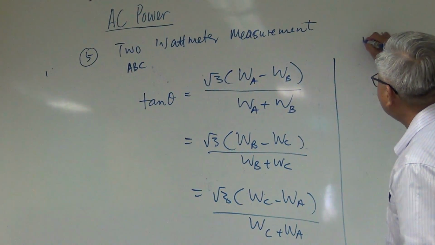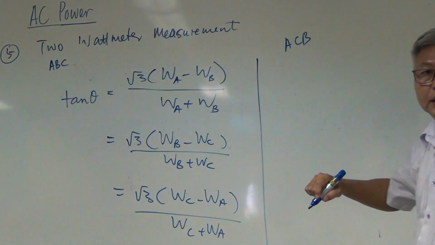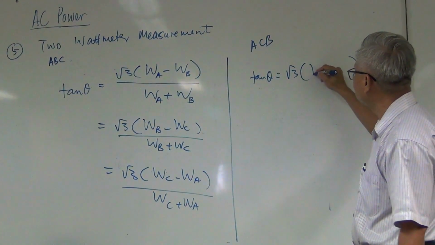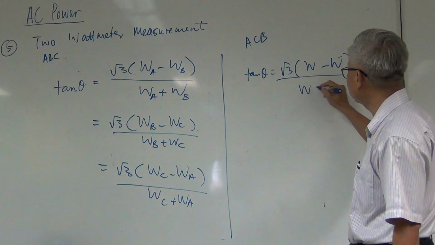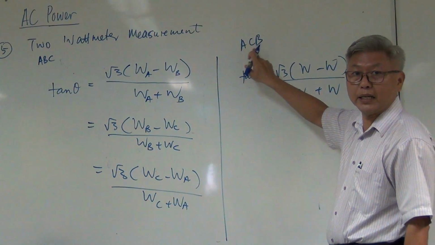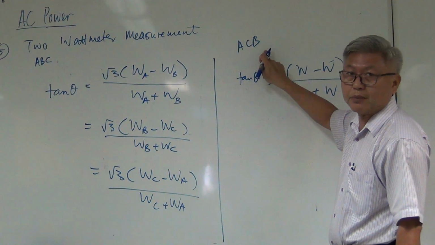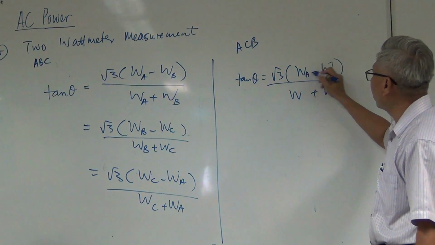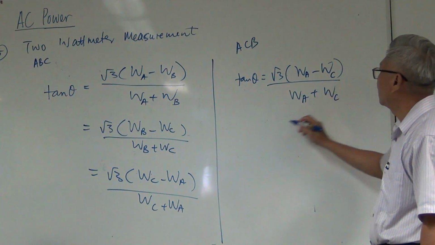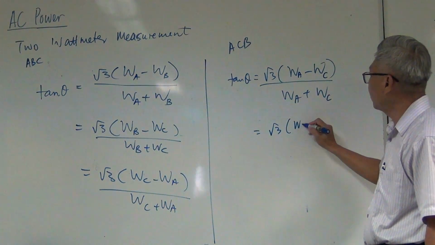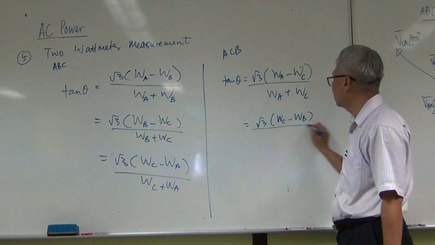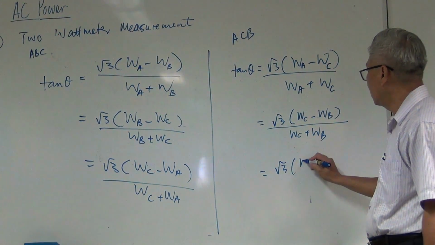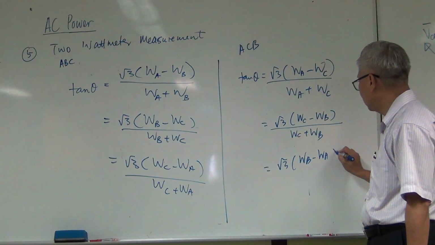And the other set, if it's ACB sequence, then the formula turn to tangent theta square root 3. So here's A minus C. Next one will be C minus B. The next one will be B minus A. Right? So it will be WA minus WC or WC minus WB, or WB minus WA.